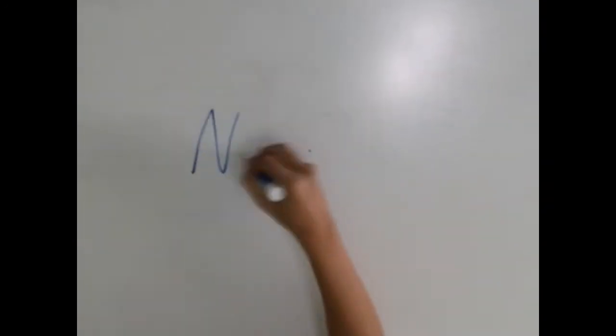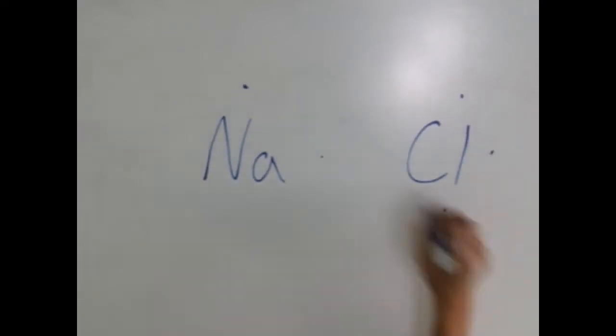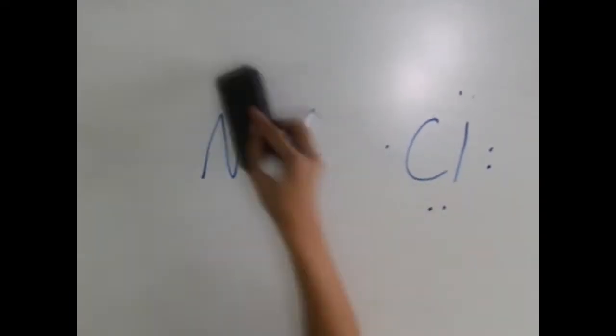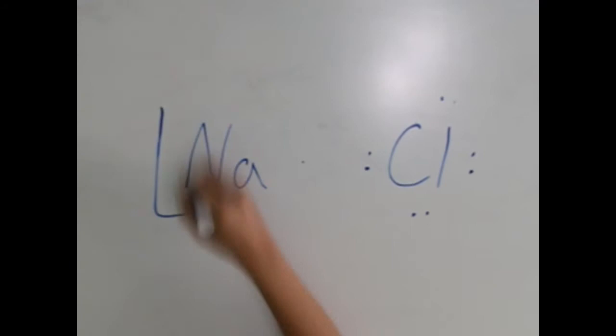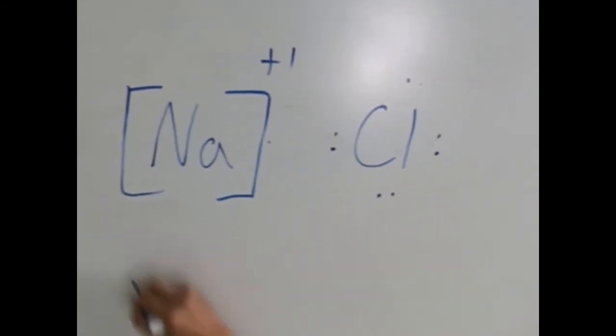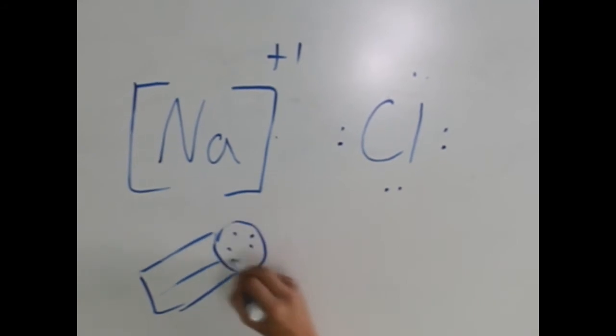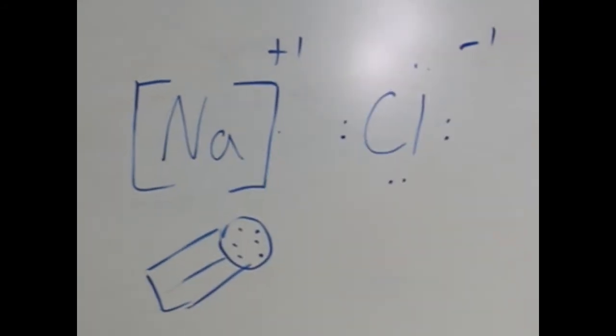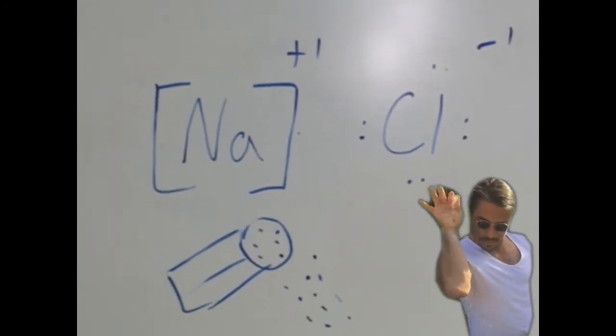Let's explore the different types of bonds that exist in chemistry. First, we have the ionic bond. This is a bond between a nonmetal and a metal. In this bond, the nonmetal gains the valence electron of the metal, while the metal loses it completely. The nonmetal becomes an anion, while the metal becomes a cation.